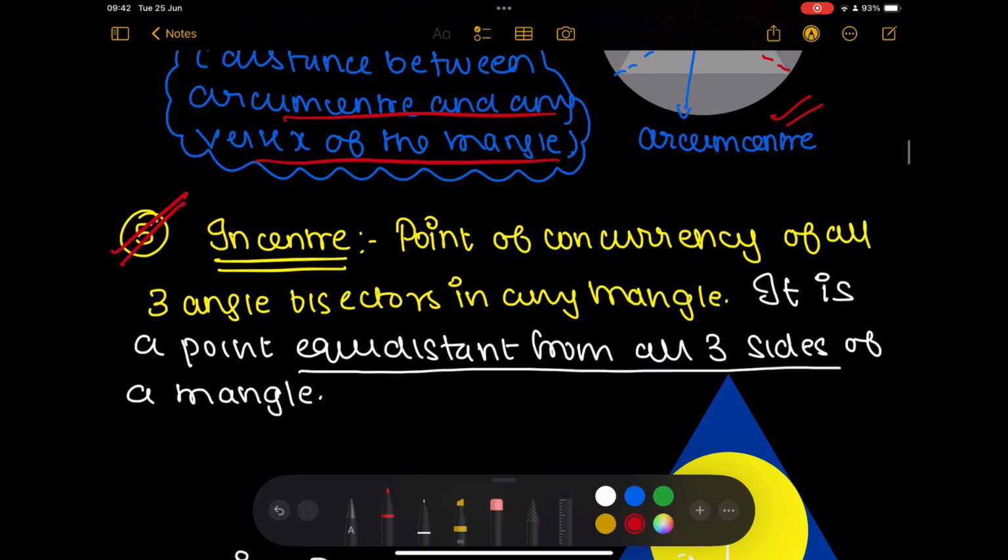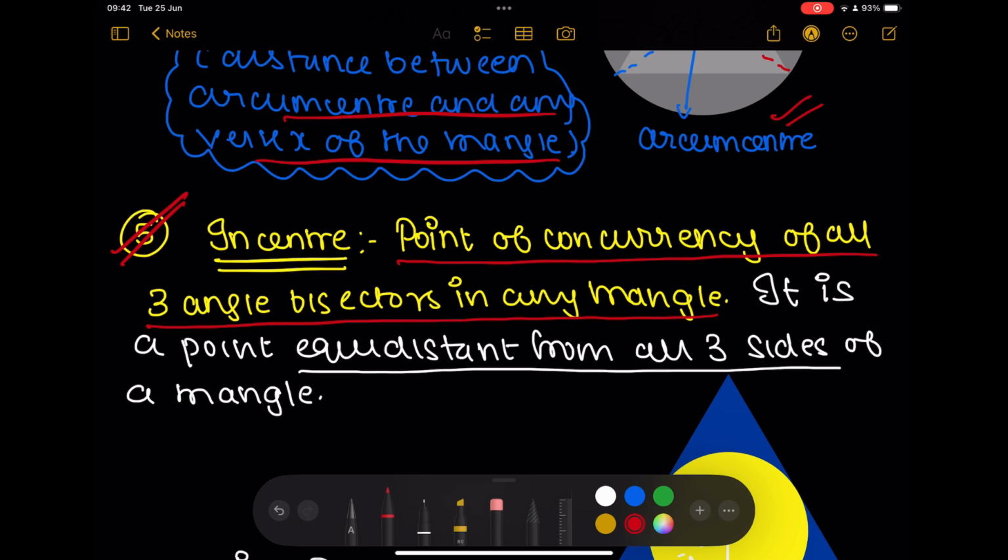Next point you have to remember is in-center. Although not many questions come from in-center, you can never predict. Advanced may ask from it at any point of time, and so may mains also, right? You can't predict the level of mains. Sometimes mains will be tough, sometimes mains will be easy, so you just have to be prepared for everything. So what is in-center? In-center is basically the point of concurrency of all three angle bisectors in any triangle.